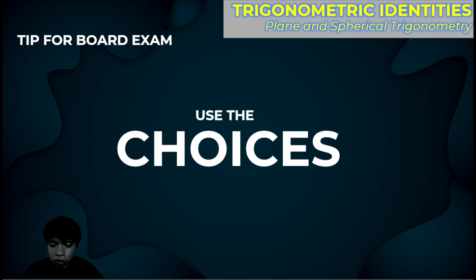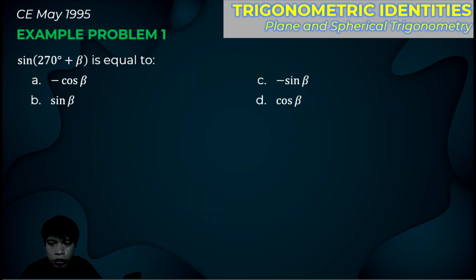Okay, so to understand better, guys, let's solve a problem. Let's answer this example problem number 1. It came out in the Civil Engineering board exam of May 1995. So it's been a long time. So, sine of 270 degrees plus beta is equal to, and these are the choices, guys. All we need to do is solve this problem.